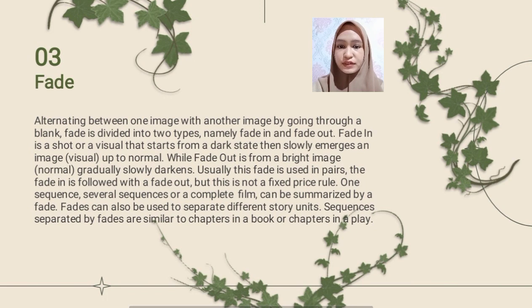Okay, next slide, number 3, fade. Alternating between one image with another image by going through a blank. Fade is divided into two types, namely fade in and fade out. Fade in is a shot or a visual that starts from a dark stage, then slowly emerge an image or visual up to normal. While fade out is from a bright image or normal, gradually slowly darkens. Usually this fade is used in pairs. The fade in is followed with a fade out, but this is not a fixed price rule.